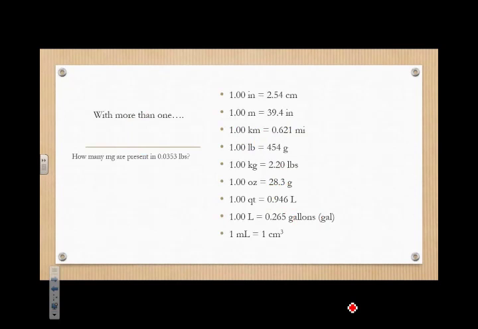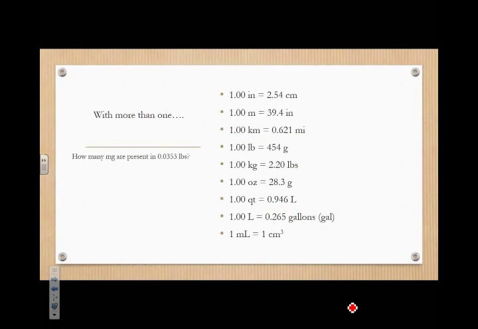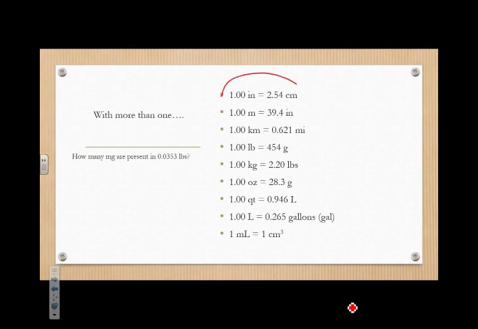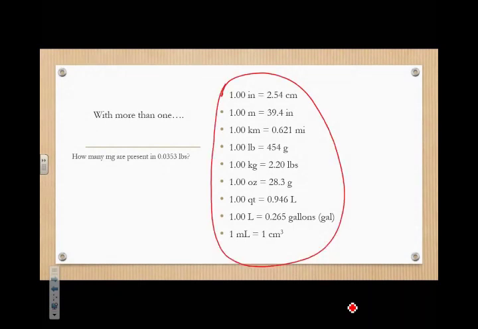So what if you have to use more than one conversion? What if there's not a nice little conversion that relates the unit that you have to the unit you want? Well, right here, I've listed some common conversions that you run into in the English system. You don't need to memorize these.